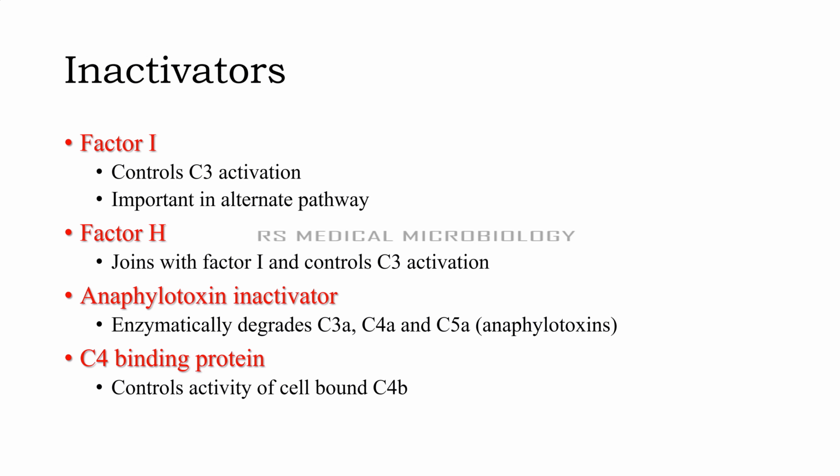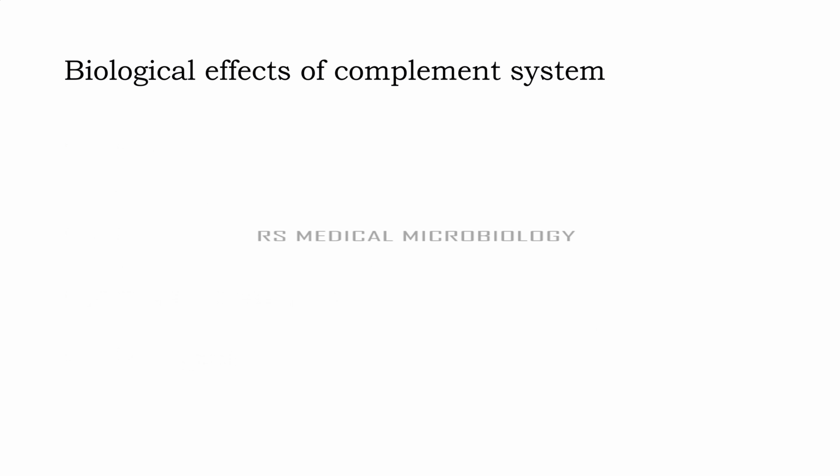Then you have the inactivators. You have the factor I, which controls the C3 activation, which is important for the alternate pathway, which we'll see in the next video. Factor H, which joins with factor I and controls C3 activation. Anaphylatoxin inactivator, which will enzymatically degrade C3a, C4a and C5a, which are your anaphylatoxins. C4 binding protein, which will control the activity of cell-bound C4b.